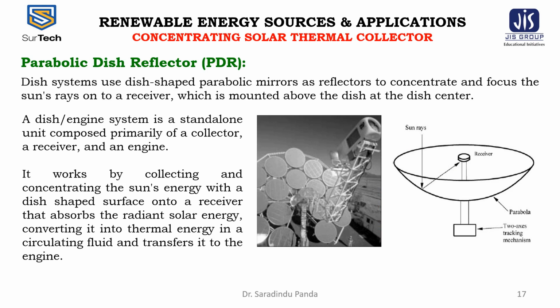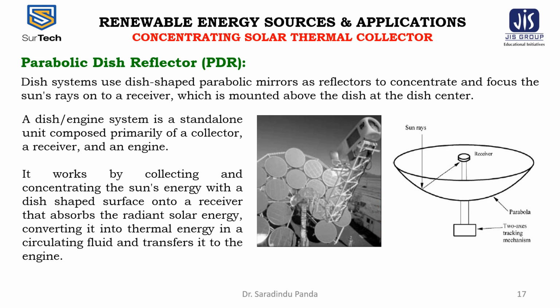Now come to the parabolic dish reflector. The dish reflectors use the dish-shaped parabolic mirrors as the reflectors to concentrate and focus the sun's rays onto the receiver, which is mounted above the dish at the dish center. A dish engine system is a standalone unit composed primarily of a collector, a receiver, and an engine.